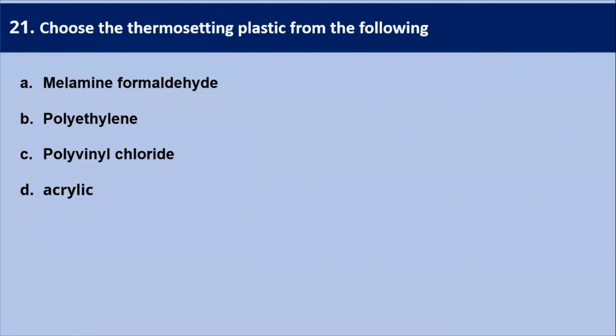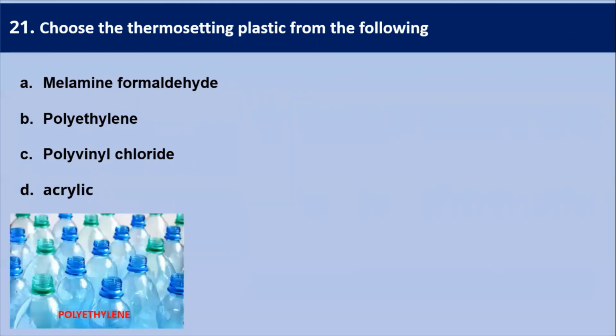And last question, choose the thermosetting plastic from the following. Now, in this case, I have shown an example of a bottle which is made up of polyethylene. So polyethylene is a thermoplastic. By means of it we can produce bottles, or even buckets, sheets, water tanks, and many more.